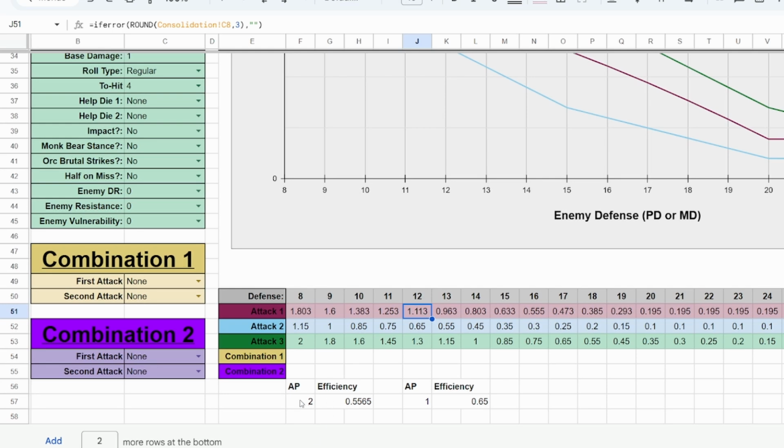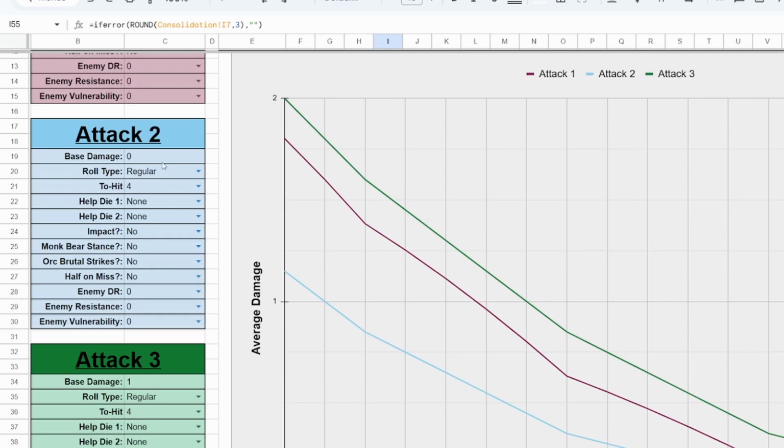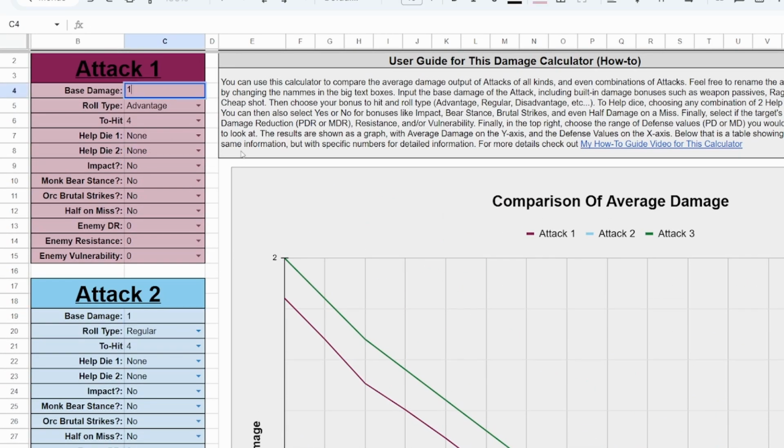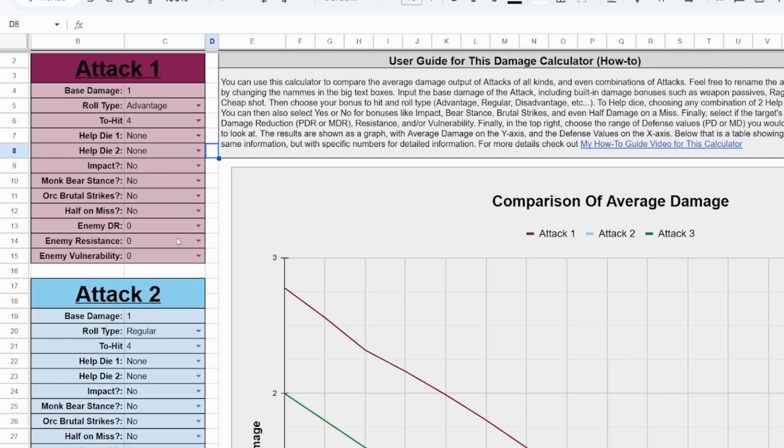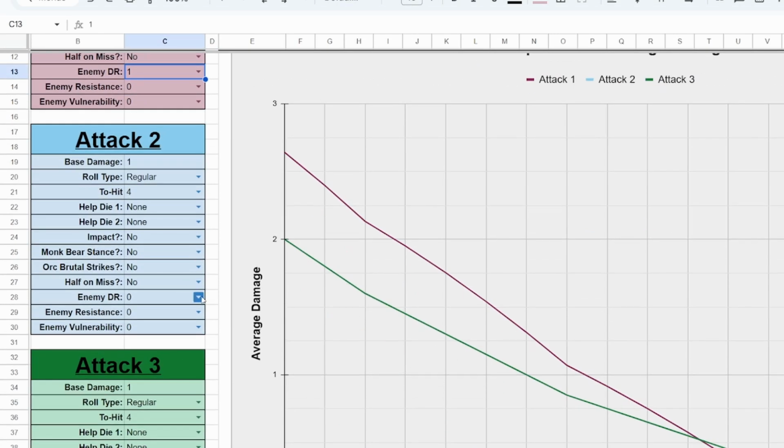So let's look at this. I have this AP efficiency over here of just making our regular attack. We have 2 AP spent, and I'm going to make these 1 base damage again. So we have the comparison here, advantage versus no advantage. Now, let's say the enemy has damage reduction. So let's give the enemy 1 damage reduction.